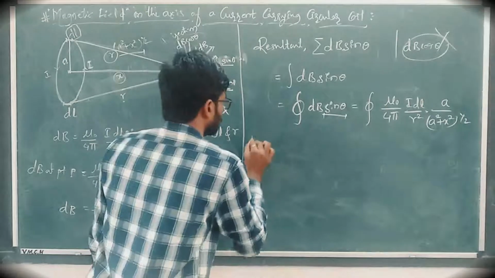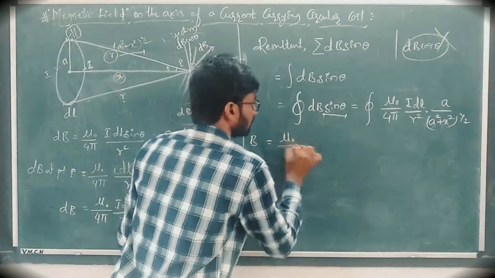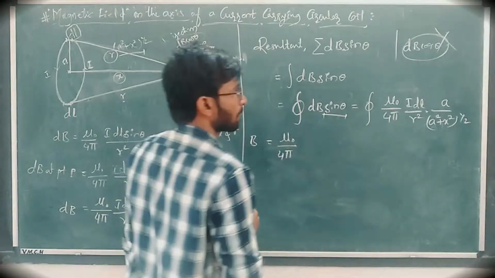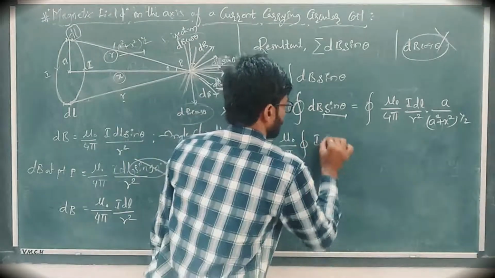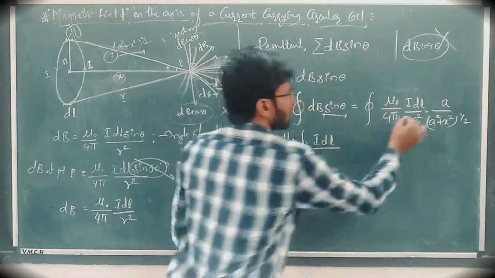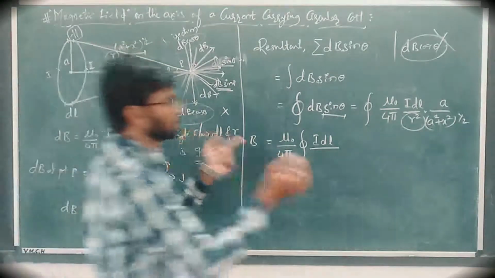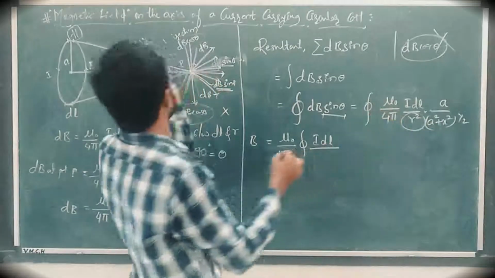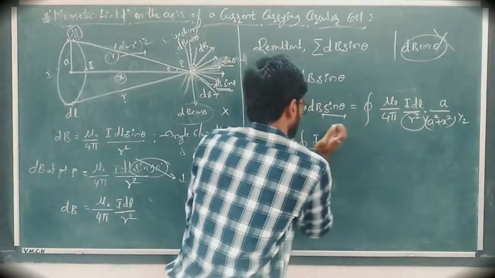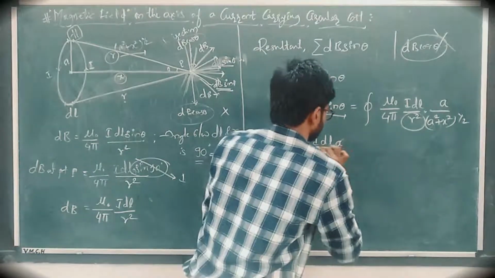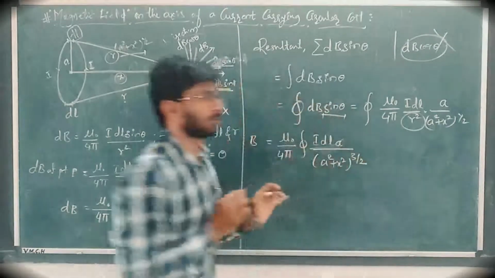Is that right? And now I can write B equals, taking all the constant parameters outside, mu naught by 4 pi, I dl by r square. Already we know that r equals a square plus x square to the power 1 by 2. The square will vanish, and you are finally remaining with a by a square plus x square to the power 3 by 2.